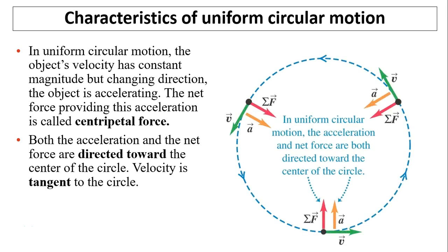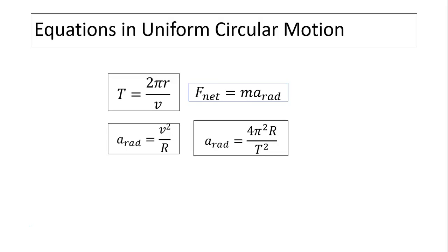Here's a diagram showing acceleration and force pointing toward the center of the circle, hence centripetal acceleration and centripetal force. Velocity is tangent to the circle. Here are the equations for uniform circular motion. T is the period, the time for one circle, equal to the distance of one circle, which is circumference, divided by the speed, which is constant.